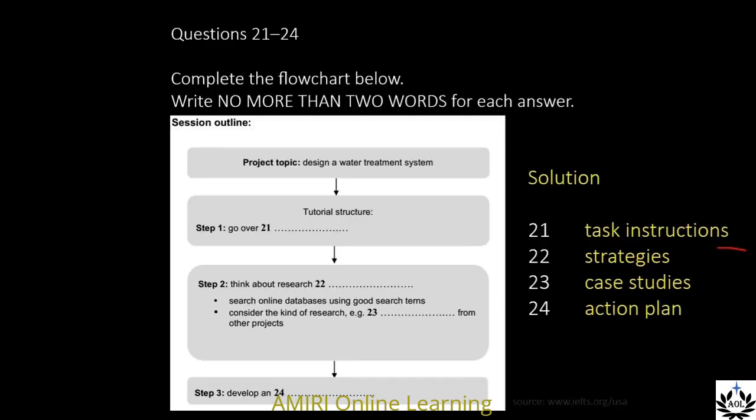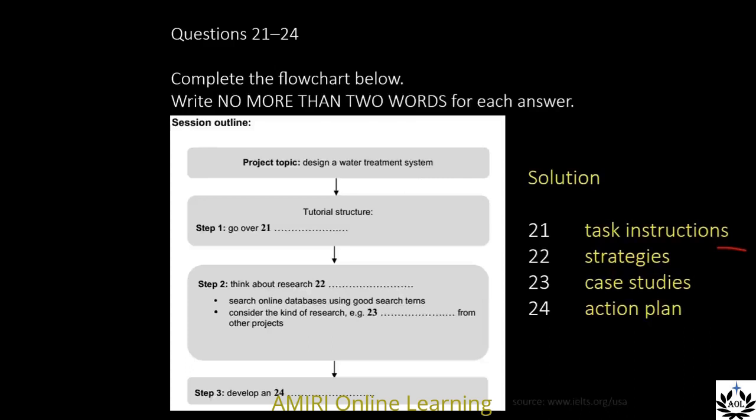Now if I have included task instructions instead of just instructions, it's correct because it is provided no more than 2 words in the instructions. So I think it's fine, right? Not a problem. If it was provided no more than 1 word, then with task instructions, this answer will be incorrect. You have to just say instructions.